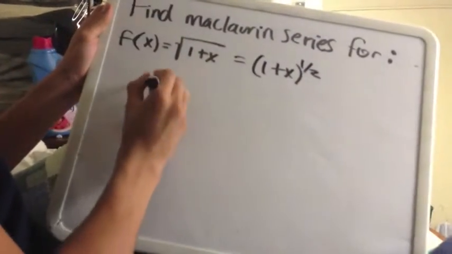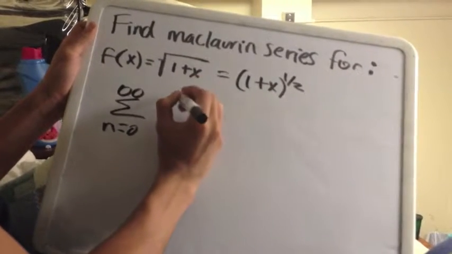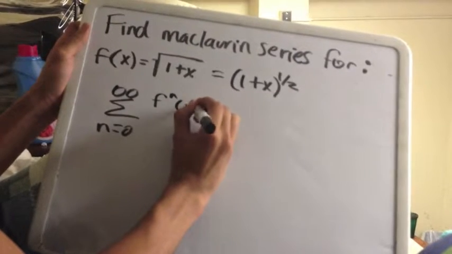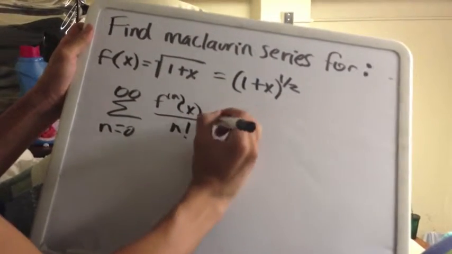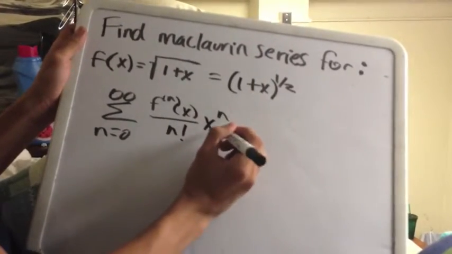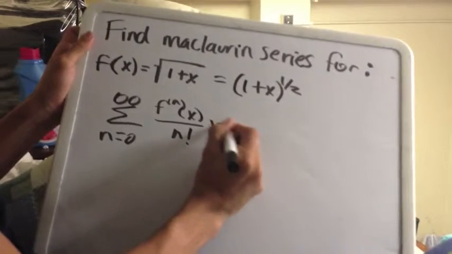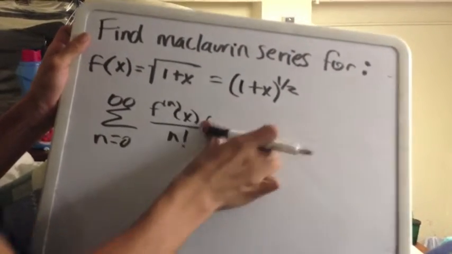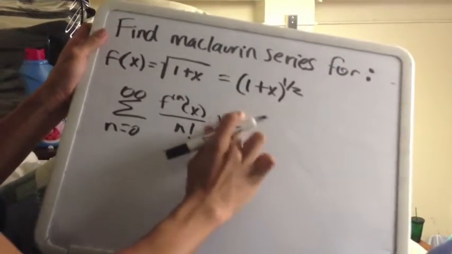And for a Maclaurin series, this is the typical format. It's f to the n of 0, all over n factorial, times x to the n. Since it's a Maclaurin series and it's centered at 0, it would be x minus c to the n, but in this case our c is 0, so I'm going to leave it how I had it.